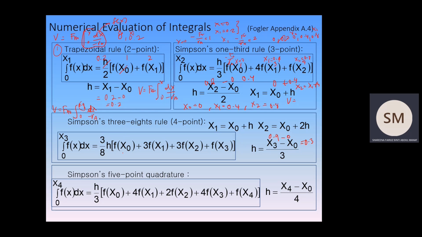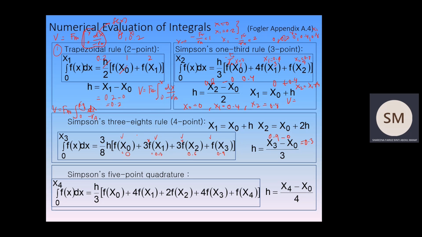So for example, for x0, you start from 0, and then x1 plus 0.3, we will have 0.3 here. And then this one is 0.6, and then this one is 0.9. So you have to get the value of FA0 over negative RA for each of these functions. This one is 3 times fx1, this one 3 times fx2. So make sure you have at least 4 points.